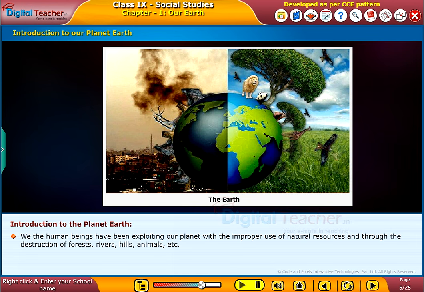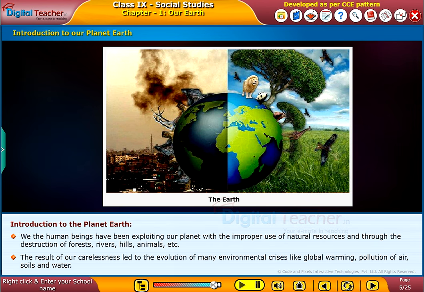We, the human beings, have been exploiting our planet with the improper use of natural resources and through the destruction of forests, rivers, hills, animals, etc. The result of our carelessness led to the evolution of many environmental crises like global warming, pollution of air, soils, and water.